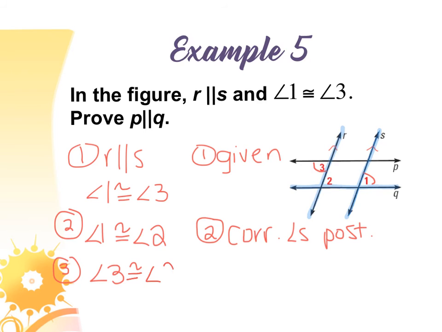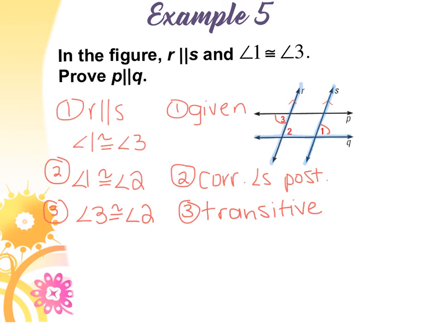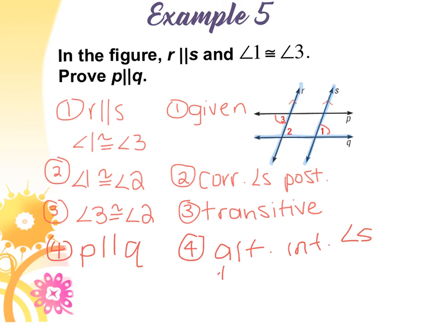And what was that reasoning? Good, transitive. And that if 3 equals 2, or 3 is congruent to 2, then P is parallel to Q. And the reason is, what was the relationship between 3 and 2? Good. Alternate interior. Alternate interior angles theorem, converse.